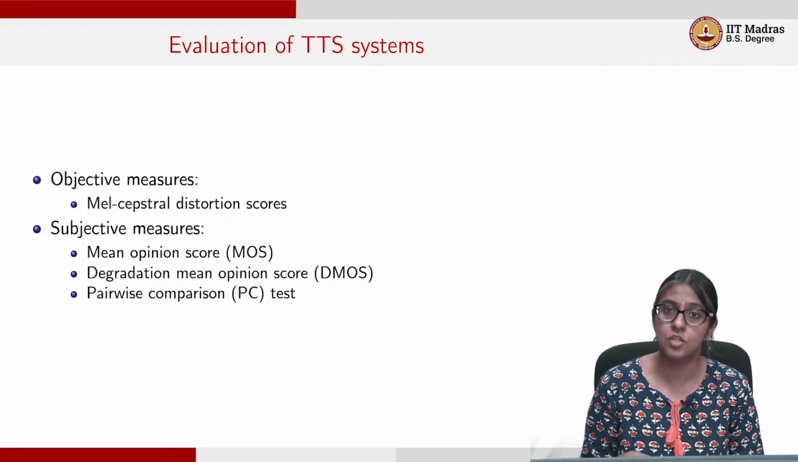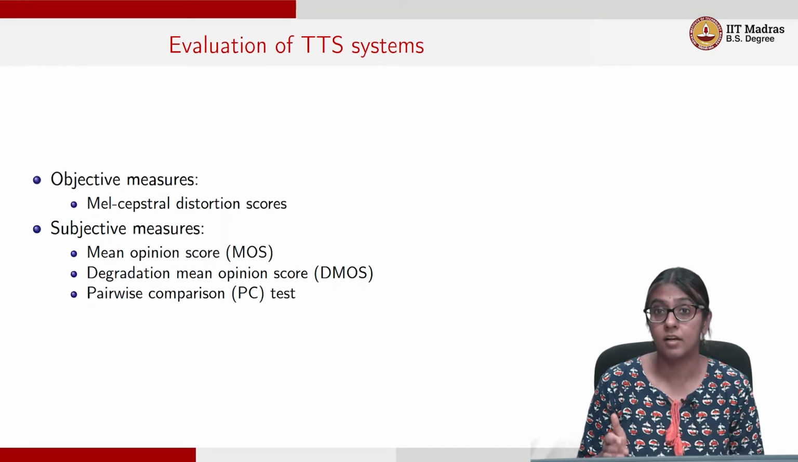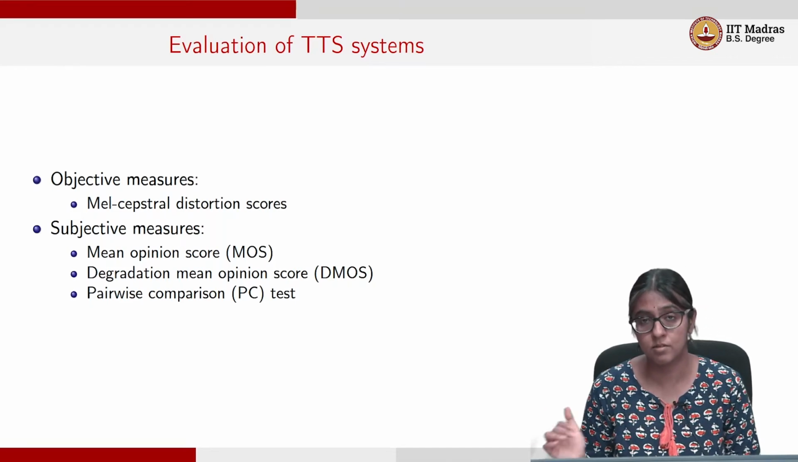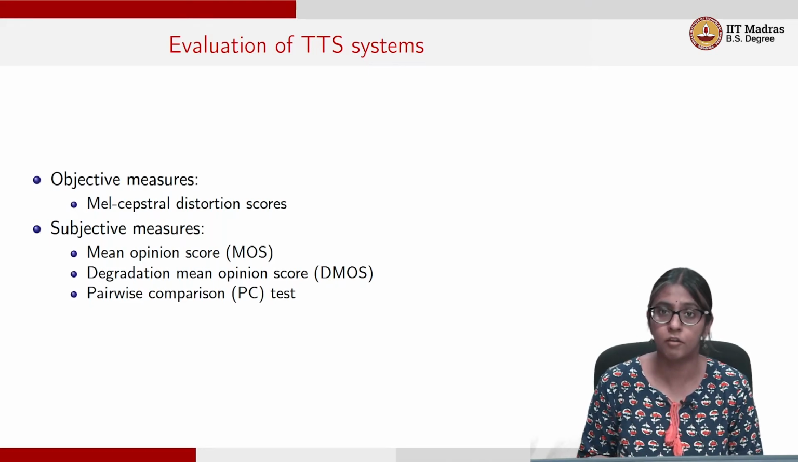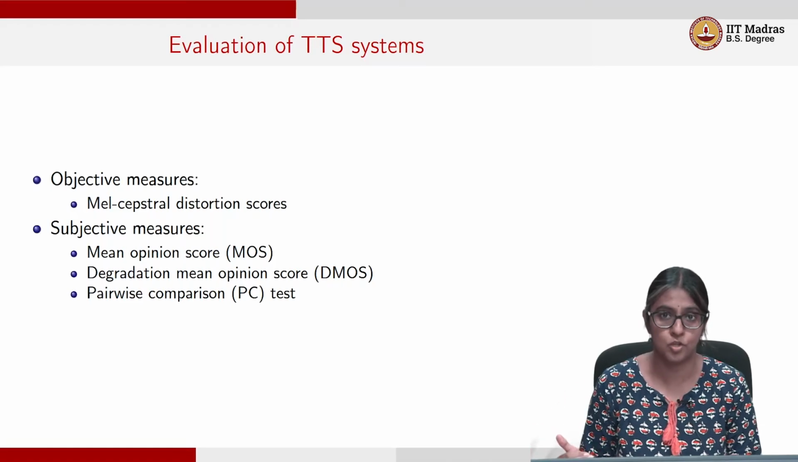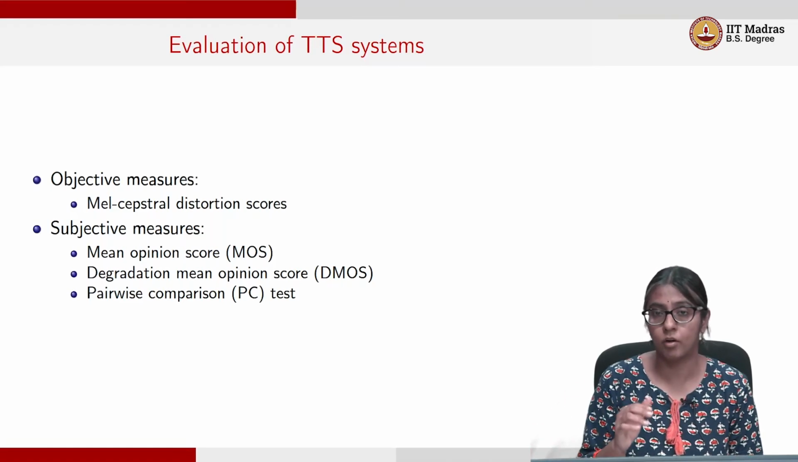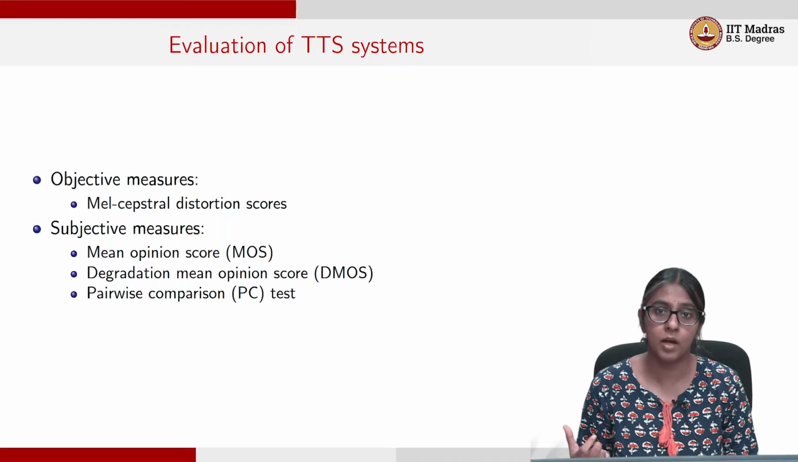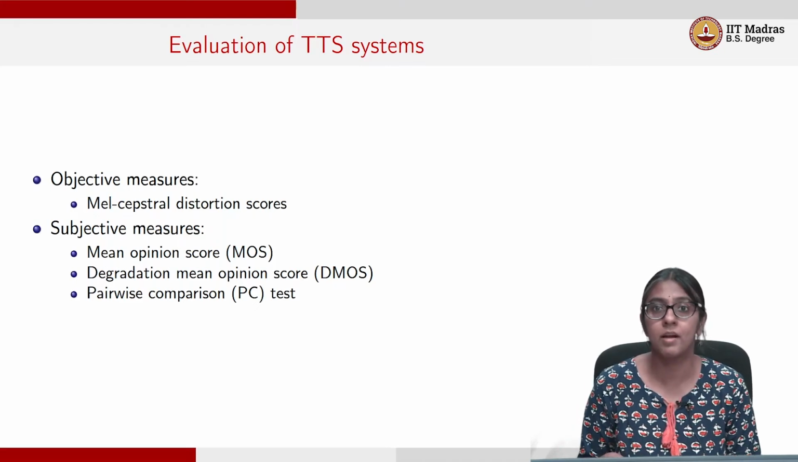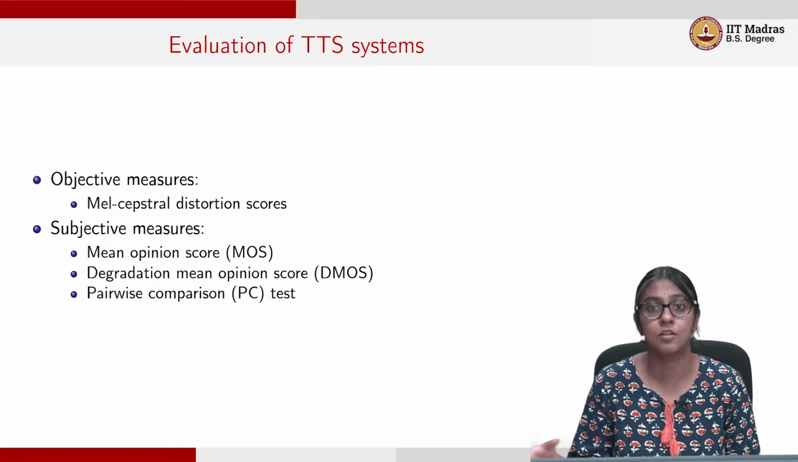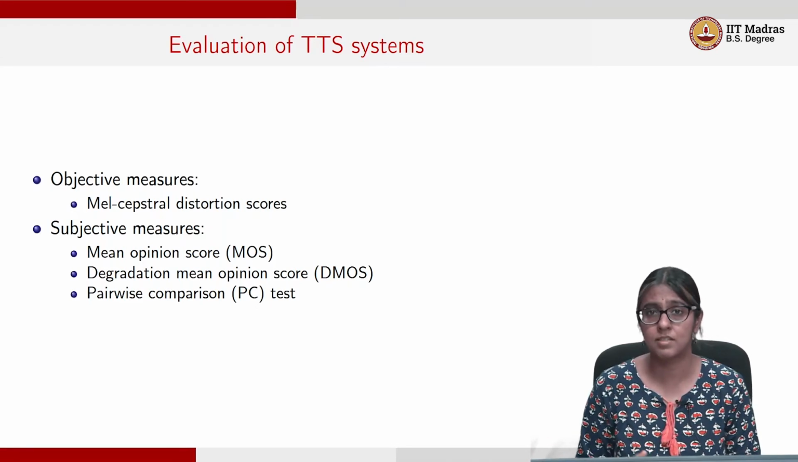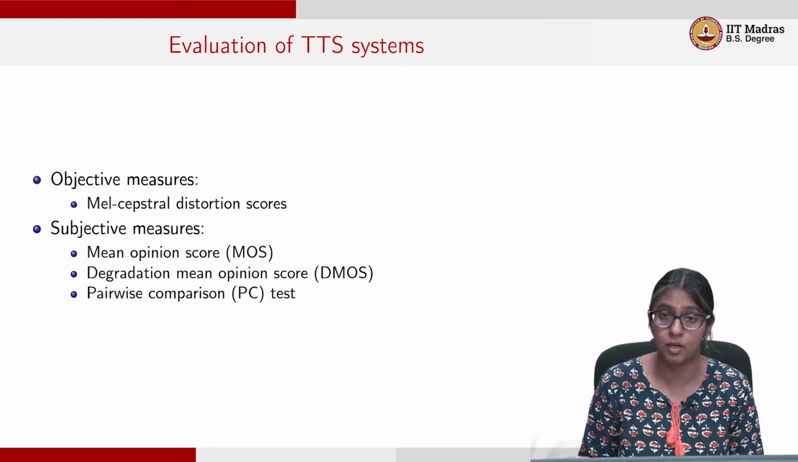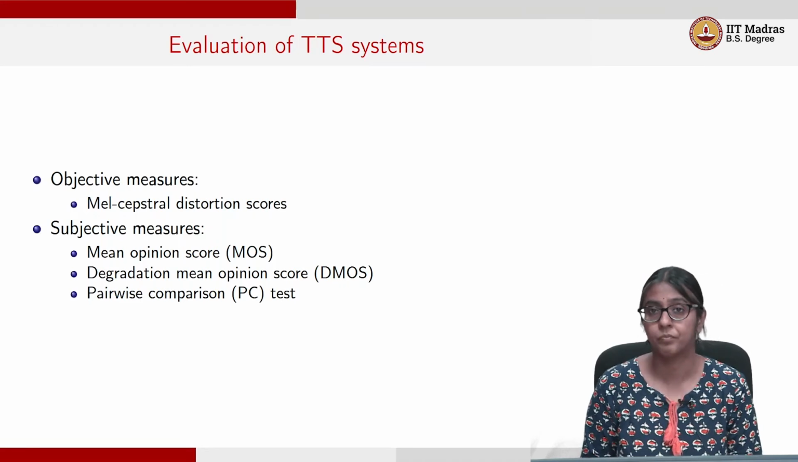And in addition to doing this mean opinion score, in addition to asking listeners to listen to the synthesized examples alone, you can also include randomly a few natural utterances or ground truth utterances to see how their perception is. Then whatever mean opinion score you get, you can normalize it with respect to the score obtained for these ground truth examples. That is nothing but degradation mean opinion score. And then you also have pairwise comparison tests where you ask people to listen: is system A better, is system B better, and so on.